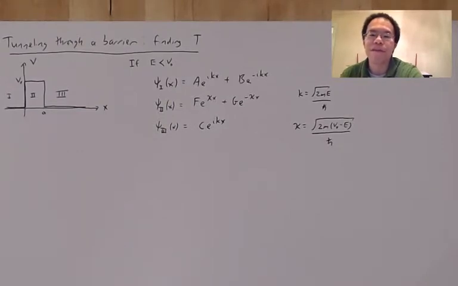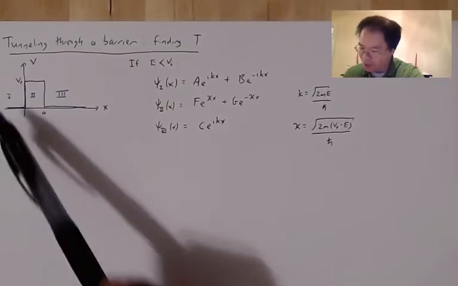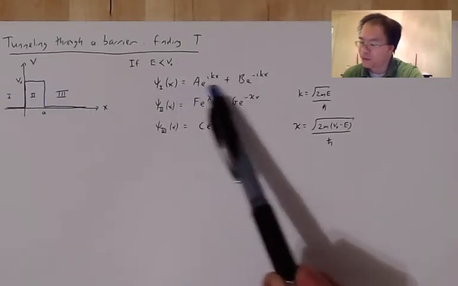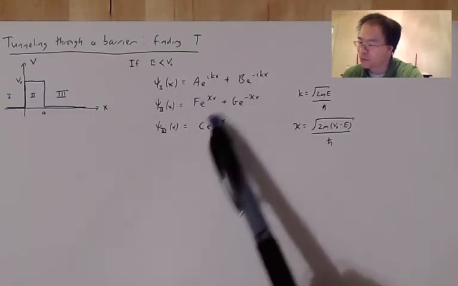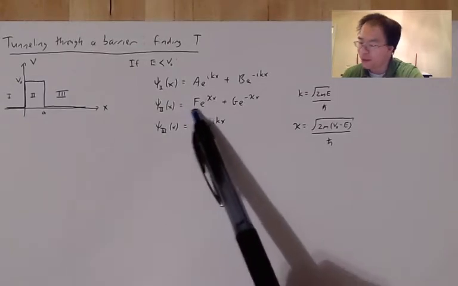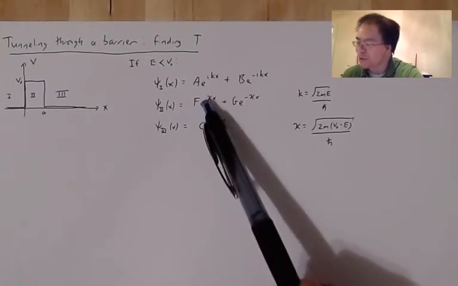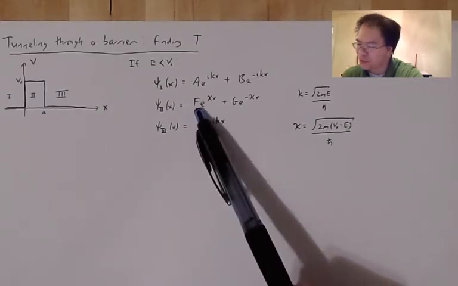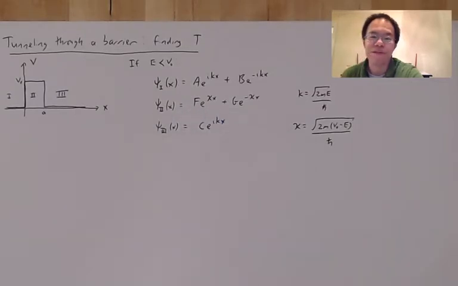And if we write down the general form of solutions to the time-independent Schrodinger equation in each of these three regions, we get something that's complex exponential in region 1 and region 3, and then something that's real exponential in region 2. Okay, so the name of the game is as follows.